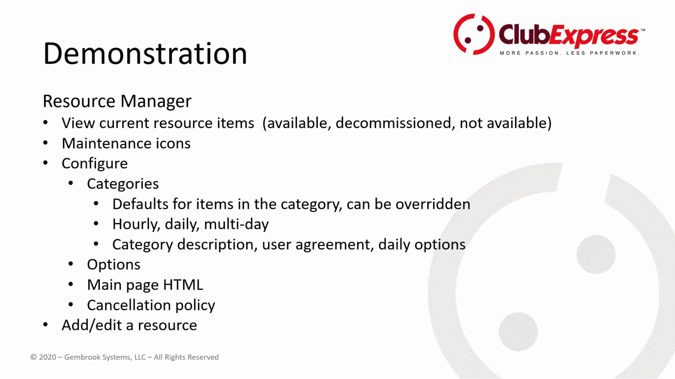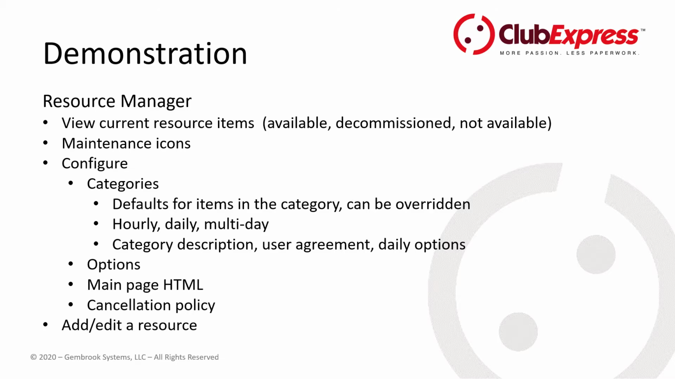Then we'll look at the resource manager, the items themselves, and we will look at what the current resource items are, whether they're available or decommissioned and not available. We'll look at the maintenance icons, and then we'll do one of the main things that you need to do, and that's configure categories. And these set up the defaults for items. So when you set up a category for meeting rooms, anything you put into the meeting room category will take those properties unless you override them. And we'll talk about the differences between hourly, daily, multi-day. And we'll look at category description, user agreement, and daily options. We'll look at general options, main page HTML, cancellation policy, and then we'll look at adding or editing a resource.